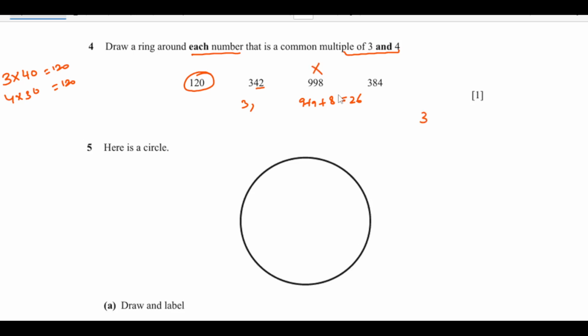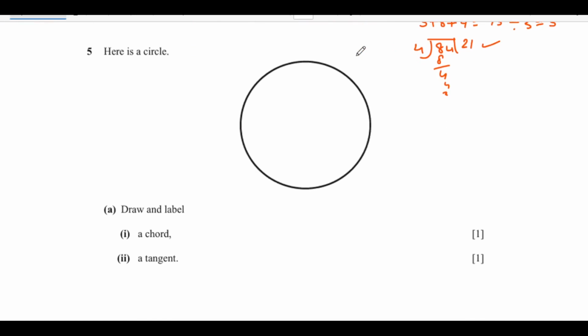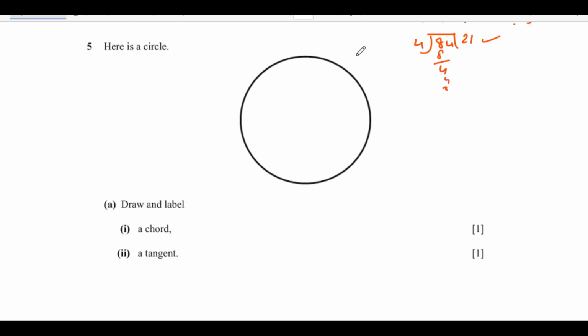Now 384: 3 plus 8 plus 4, 8 plus 3 is 11, plus 4 it's 15, right, it is divisible by 3 as it gives us 5. For 84, it is divisible by 4, 4 times 21. So both checks pass, divisible by 3 and by 4, so that is going to be a common multiple of 3 and 4, right? This is just a 1 mark question, but still you have to do some calculations. These kinds of questions will appear in paper 2, where you can directly use the calculator to do calculations.